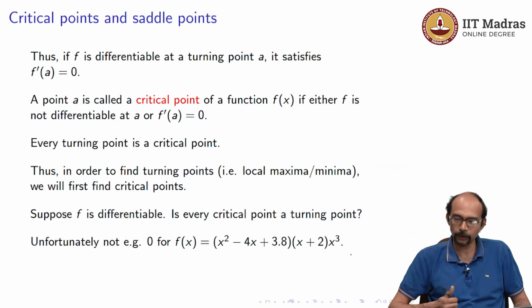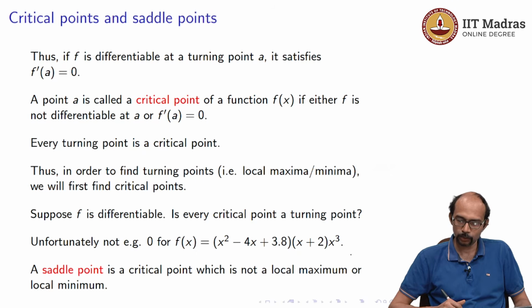So, if you look at that function that we had earlier, x square minus 4 x plus 3.8 times x plus 2 times x cube, and we look at the value 0, then we can see that it is going to be a critical point. So, I will just make this definition. So, a saddle point is a critical point which is not a local maximum or local minimum.